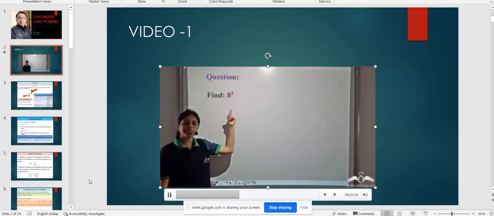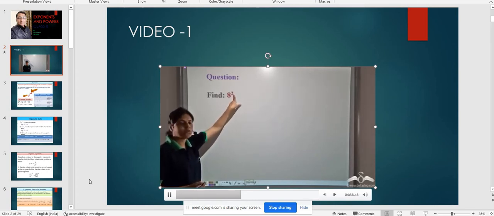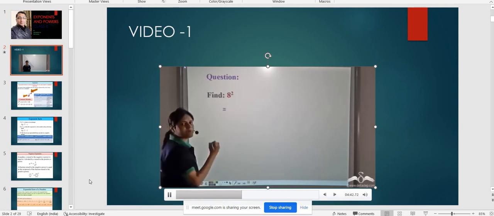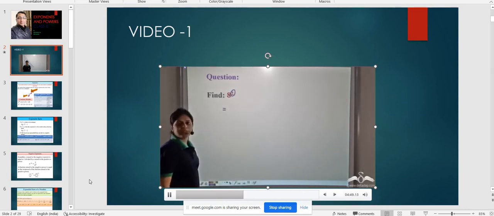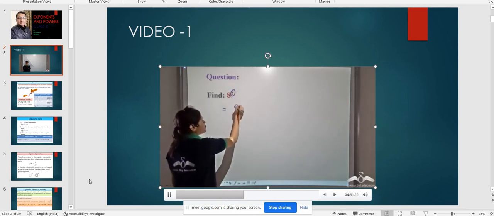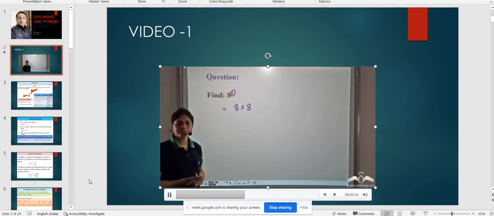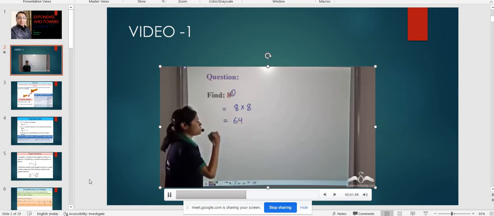So now can you find this? Well, this is 8 to the power 2. 8 is the base here. So 8 is the number which is being multiplied. And how many times is it multiplied? It is multiplied 2 times. So this is 8 into 8, 8 multiplied 2 times. And 8 into 8 is 64. So this is equal to 64.